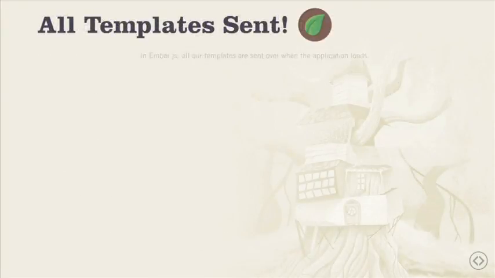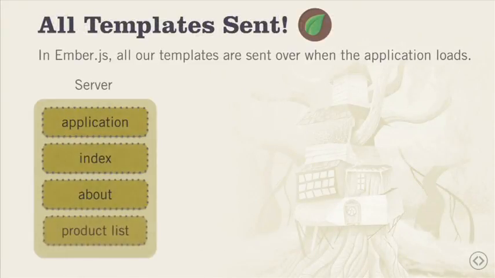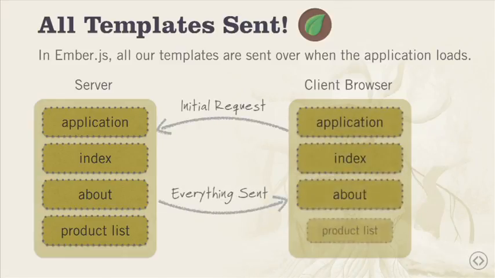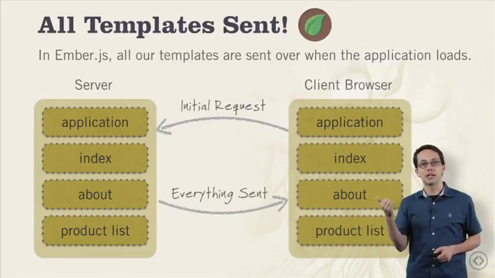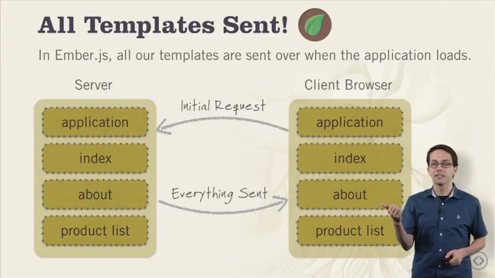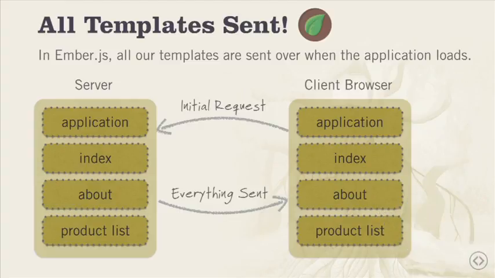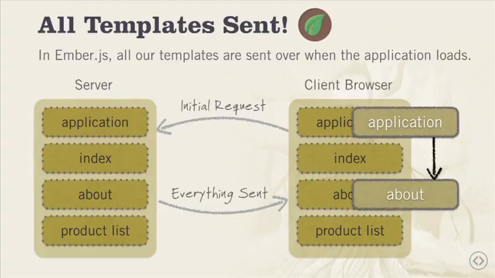Just to reiterate, when our browser accesses our Ember application, the first thing it does is it sends over all the templates into the client, into the browser. Then at that point, it goes and loads up individual templates to display something on the screen. In this case, it's loading the application template and then the About template.